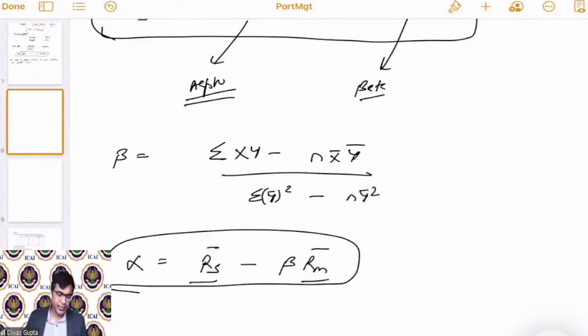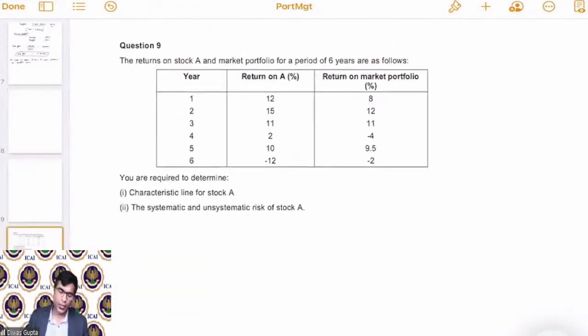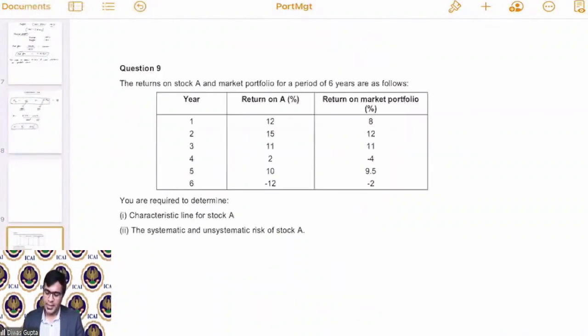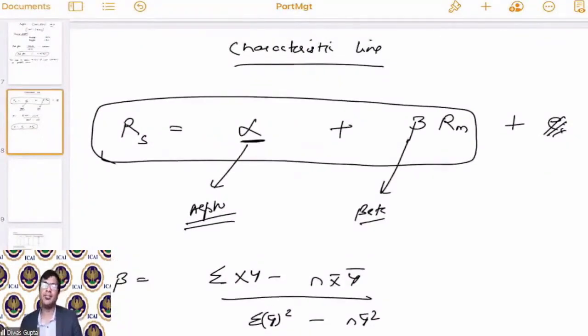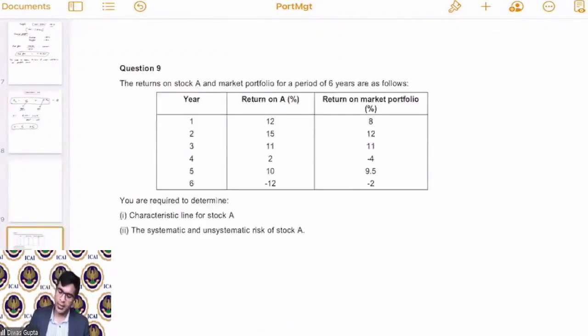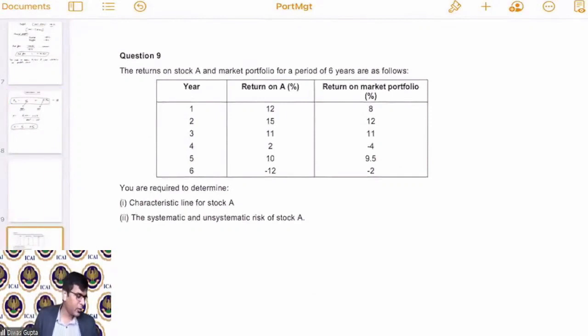Now this we will better understand with the help of one question, which is question number 9. Students, again I'm saying that the detailed part of all these lines I will cover in the next session, but this is what we need as of now to build our concepts for the next part. So question number 9 says, the returns on stock A and market portfolio for a period of 6 years, that means historical data of the last 6 years, are as follows. And they are asking us to determine the characteristic line for stock A.